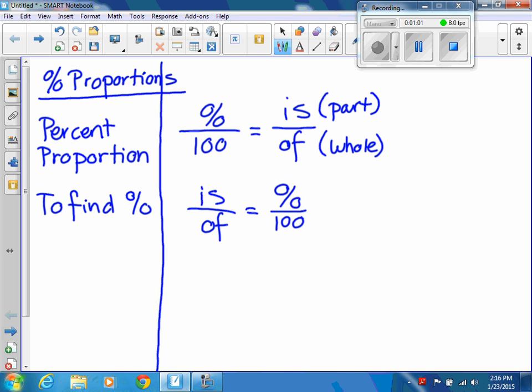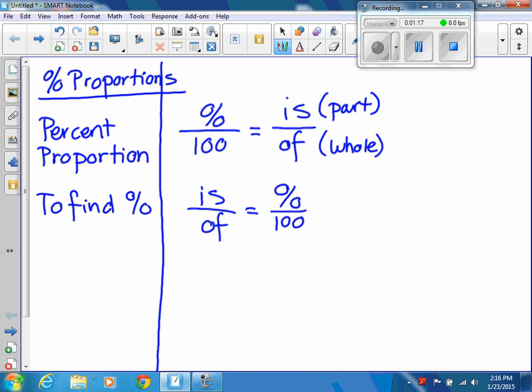It could be when you're going to the grocery store. It could be when you're going out to dinner and finding tax. It could be when you're going shopping at the mall and trying to find the sale price or what the discount is on something. So this is how you're going to do it every single time.